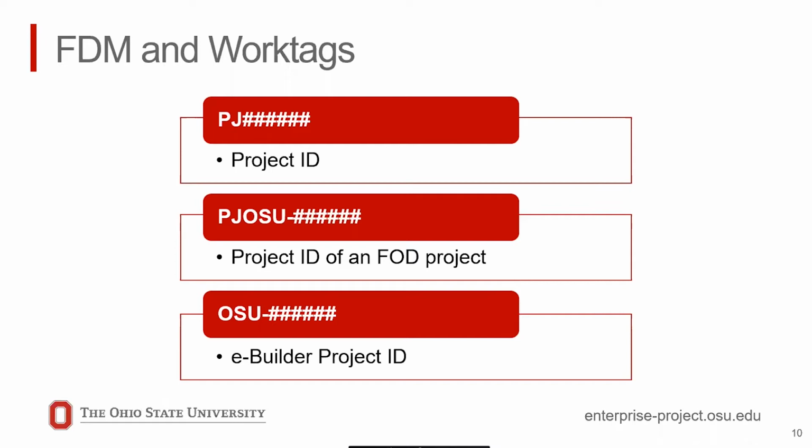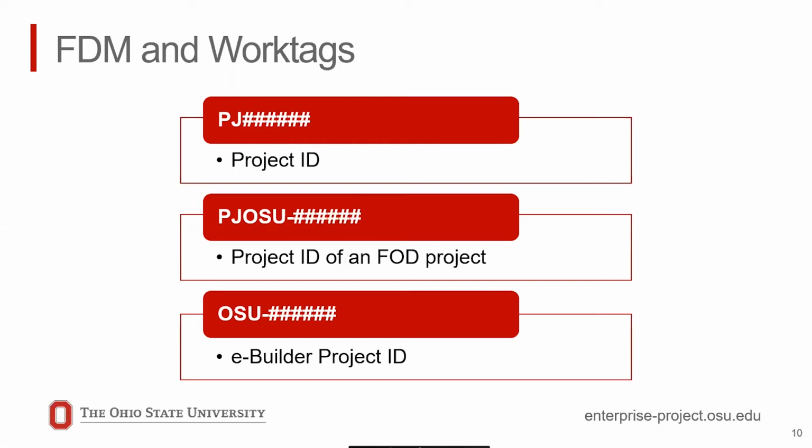FDM and work tags. A project work tag is used to collect costs and revenue for work activities associated with the project that has a distinct beginning and end date. Workday Sequence Generator provides a project ID number. This is the PJ with the 6 digits behind it.